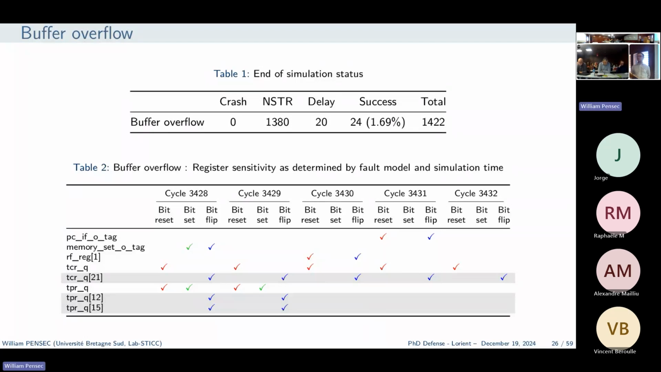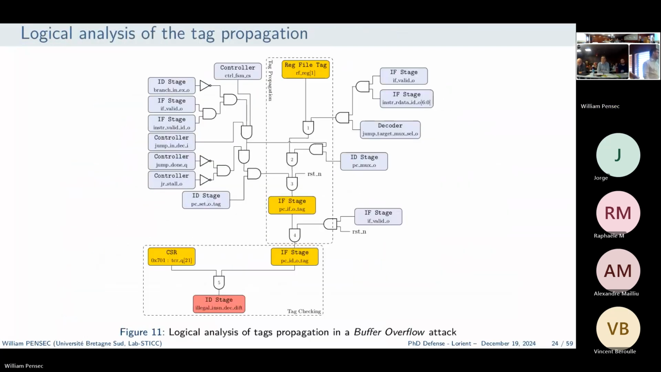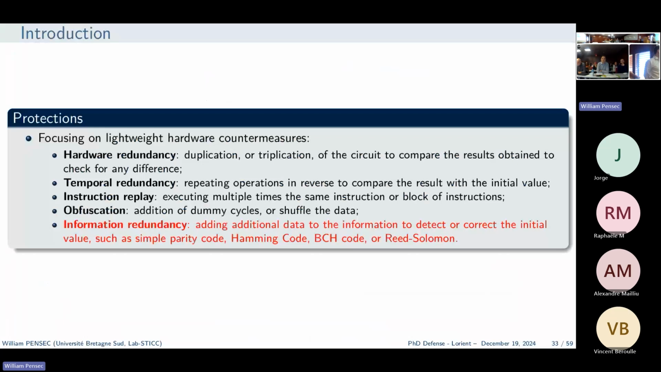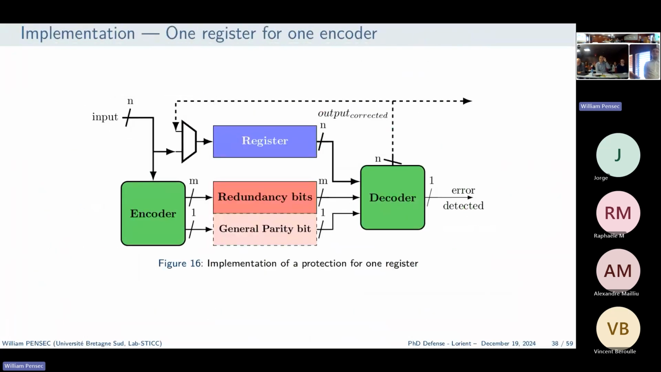I have a question. I think it is quite close to one of Vincent's questions. Can you go to slide 38? It shows the coder and decoder that make it possible to compute the redundancy bits. Vincent's question was about what's happening if there is a fault at one of the inputs. In that case, you will encode a fault and load the fault inside the register, and the redundancy bit will be consistent with the injected fault.